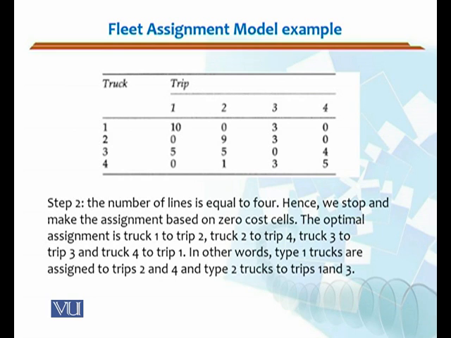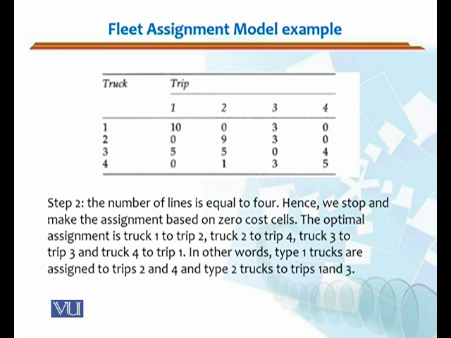Now, again repeat step 2. You have to cover all the zeros with horizontal and vertical lines, and it should be equal to the rows or the columns. Now, if you perform the activity again, you will see that you actually require 4 lines to cover all the zeros. Hence, we stop and make the assignment based on zero cost cells.